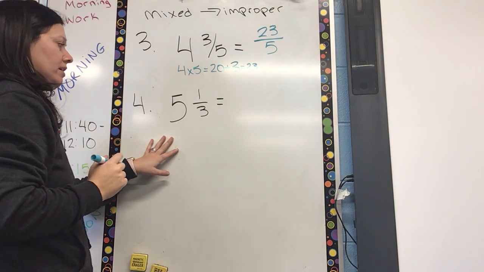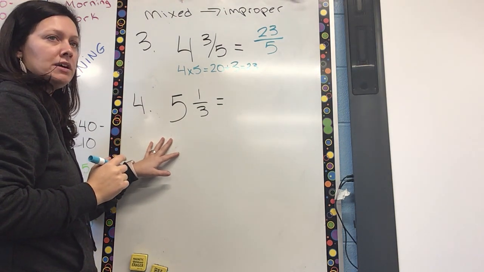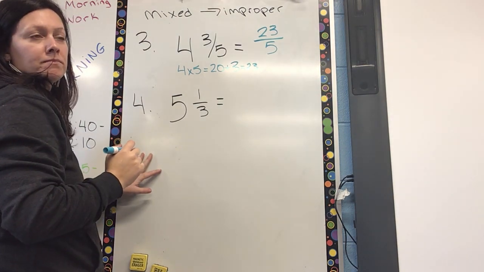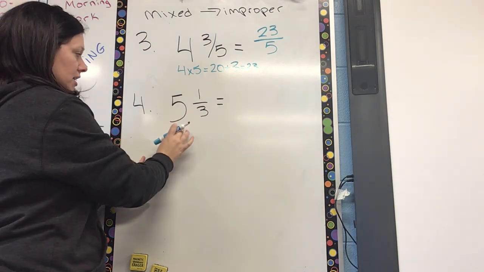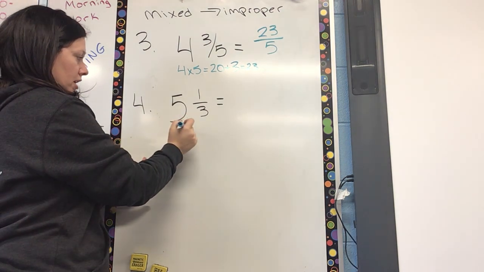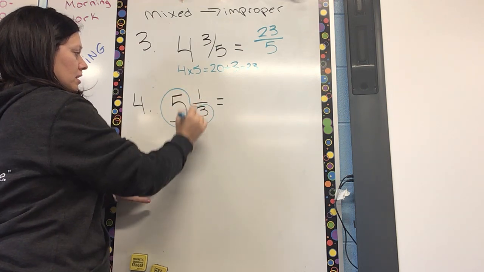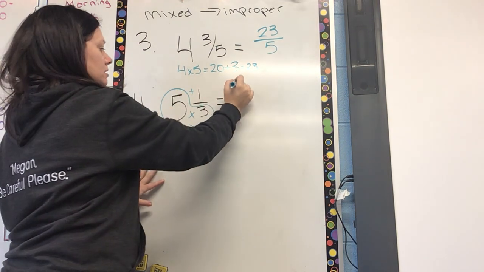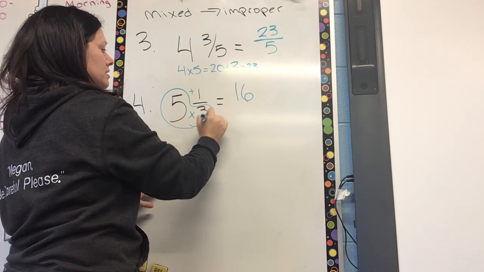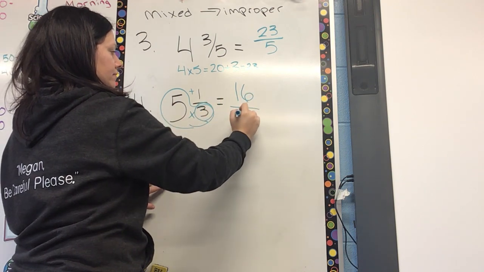Number 4. What do I do here, Bradley? You have to do 5 times 3, which is? 15. Good. So 5 times 3, and then what? Plus 1. And then plus 1, which is? 16. And then my denominator stays the same.